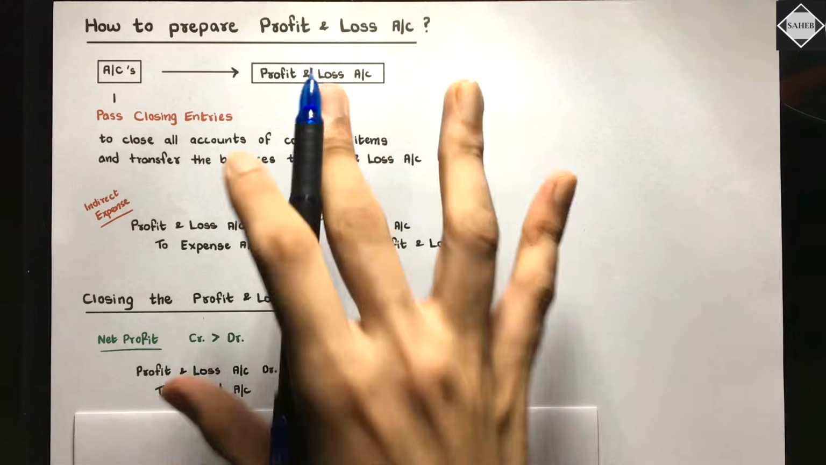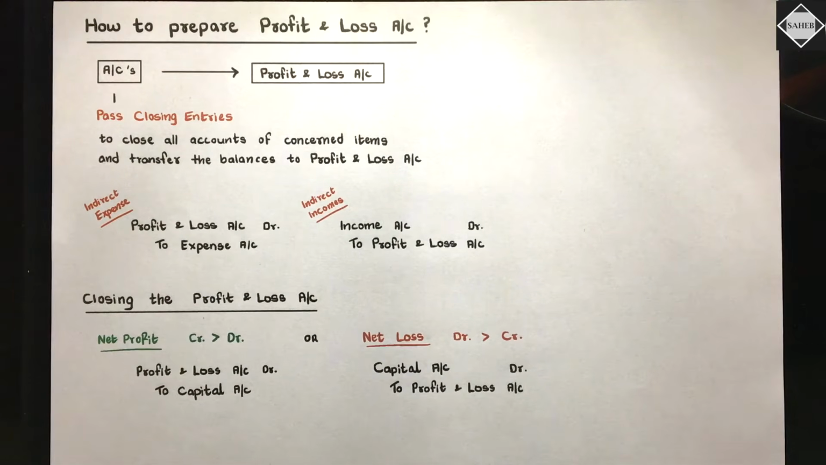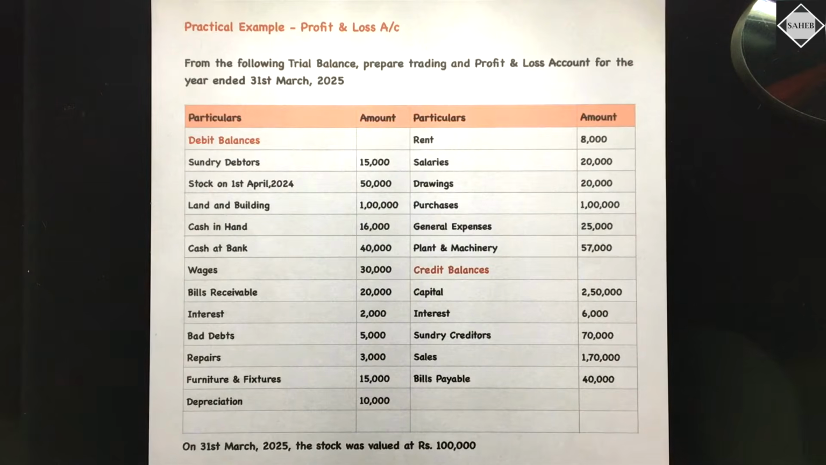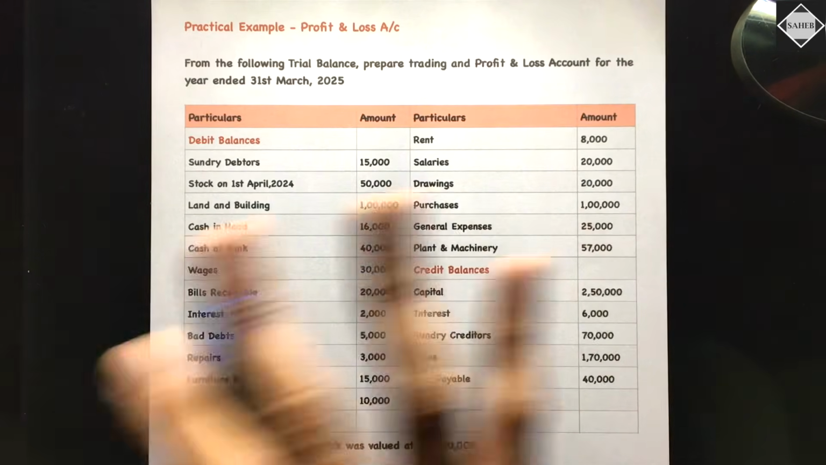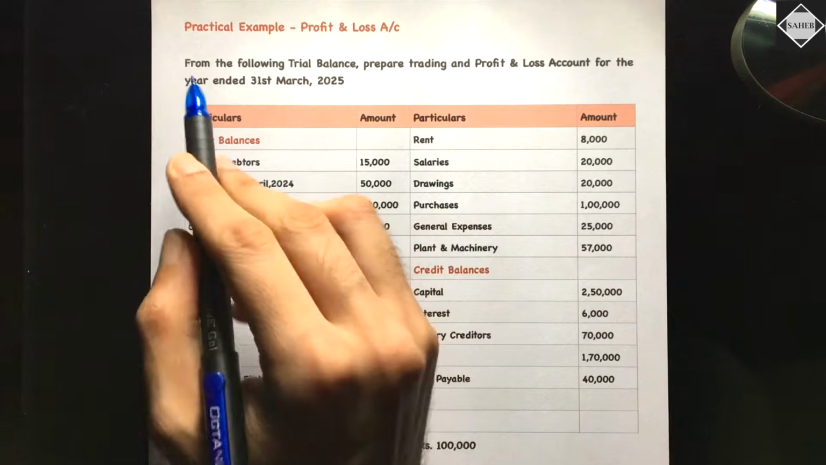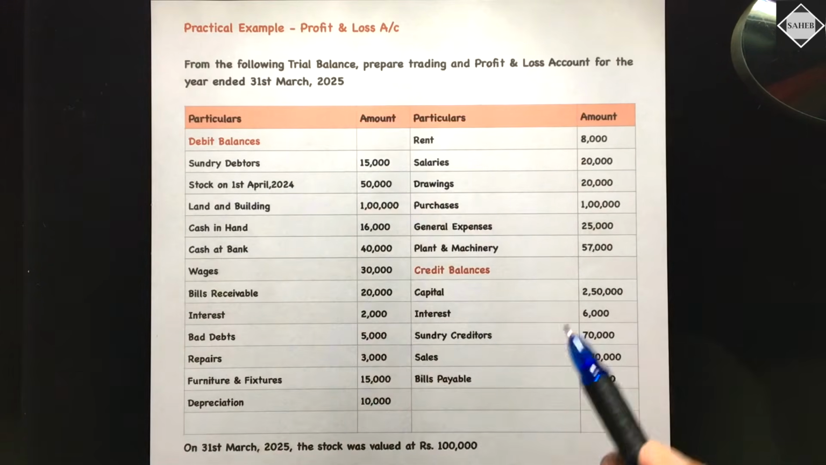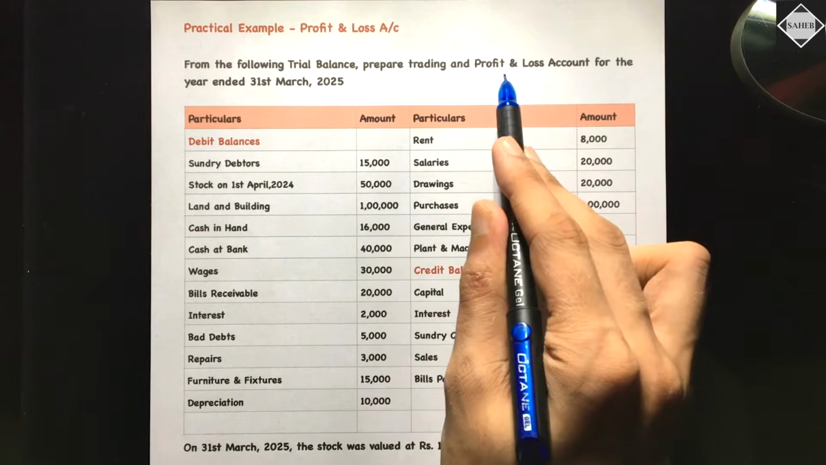So this is the entire concept about the closing entries regarding profit and loss account. Understood. Now let's see the practical example. Here we have a practical example of profit and loss account. Let's understand how to prepare this, then you'll be crystal clear with everything. Let's read. From the following trial balance, a trial balance is given to us. Prepare trading and profit and loss account.